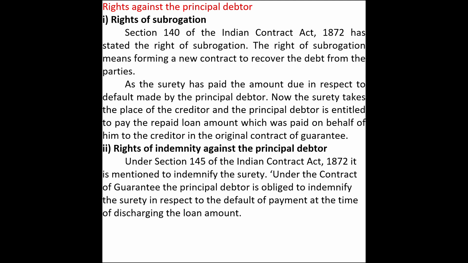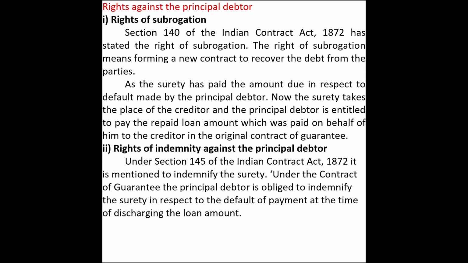So what does forming a new contract mean? It is nothing but once the contract has been completed, the person may enter into another contract. In that particular contract, if they are recovering the debt, that is called subrogation. Here, as the surety has paid the amount in respect of default payment made by the principal debtor, the surety takes the place of the creditor, and the principal debtor is obliged to repay the loan amount. The surety is taking responsibility for the principal debtor's amount. Because the surety paid instead of the principal debtor, the surety in turn will collect the amount from the principal debtor.